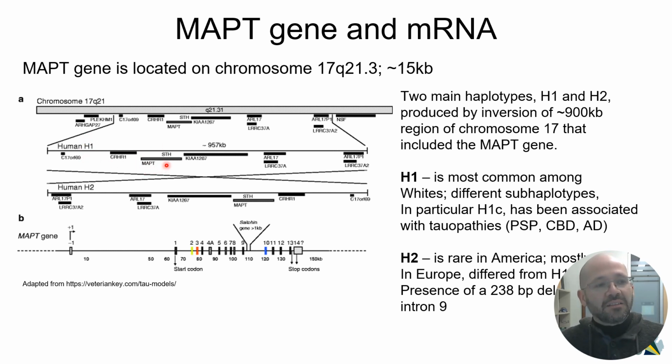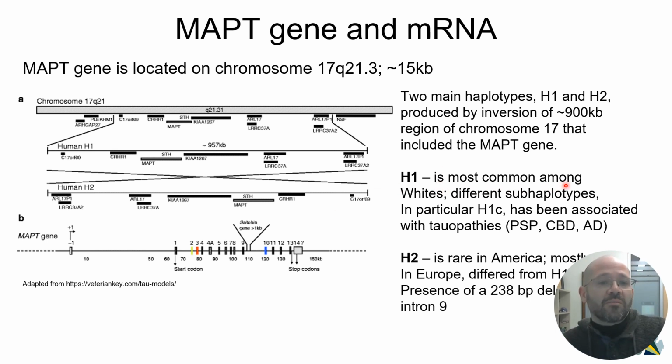There is an intragene called saitohin that expresses a small protein that we are not going to be discussing today, just to mention that there is that intragene within the MAPT gene. And then the H2 is the inversion of that 900 kilobases, where the location of the gene and those other genes within those 900 kilobases are inverted.